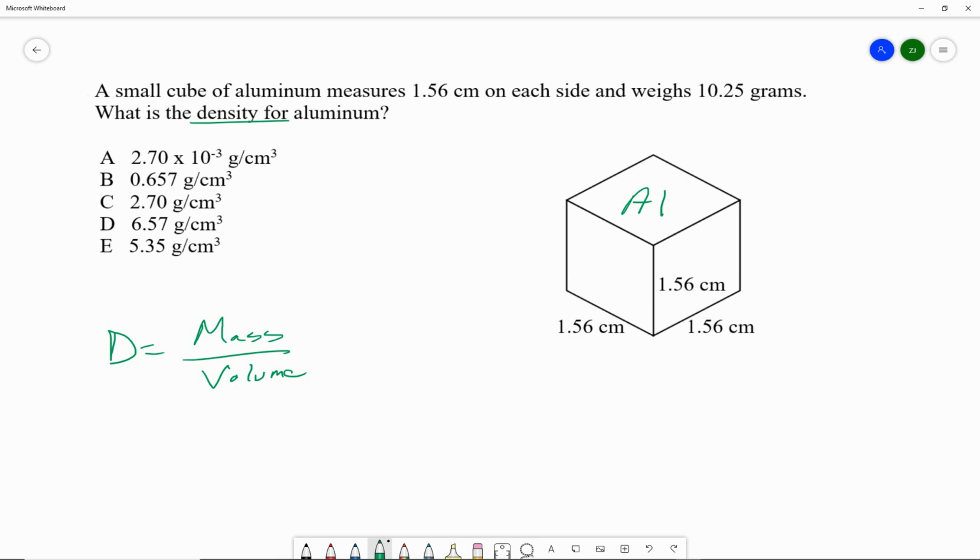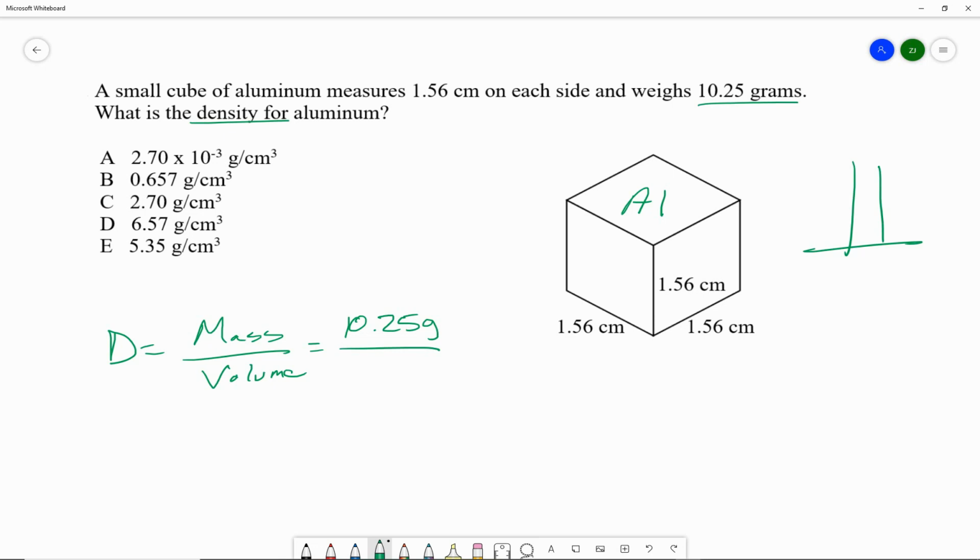All right, so of the two of them, which one's easier, mass or volume? Well, they gave us the mass. They said it weighed 10.25 grams. It's the volume that's hard. Now, if you're thinking, boy, just give me a graduated cylinder so I can throw this thing in the graduated cylinder and see the liquid level go up, that would absolutely work if you could do it. But they're not really giving you that choice here.